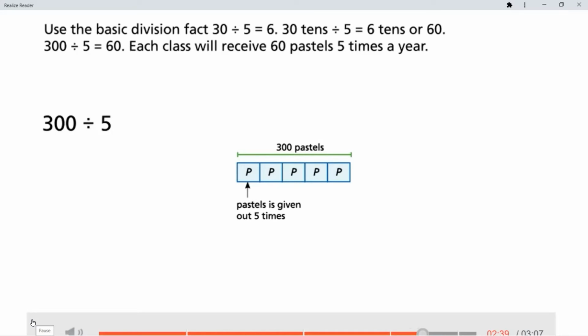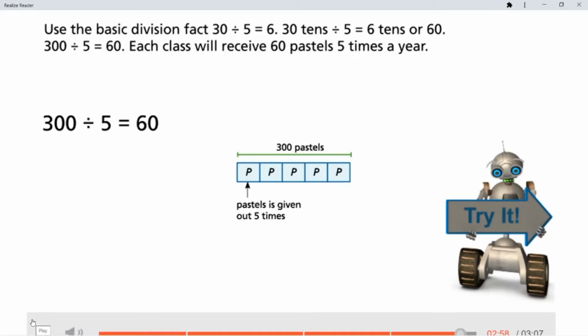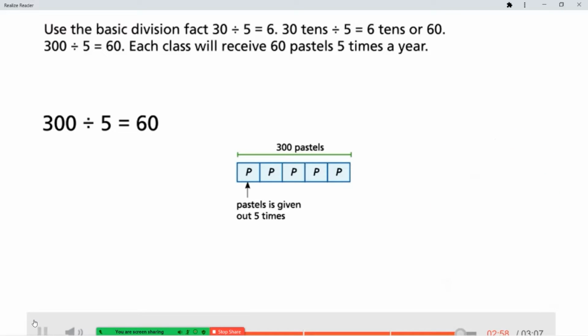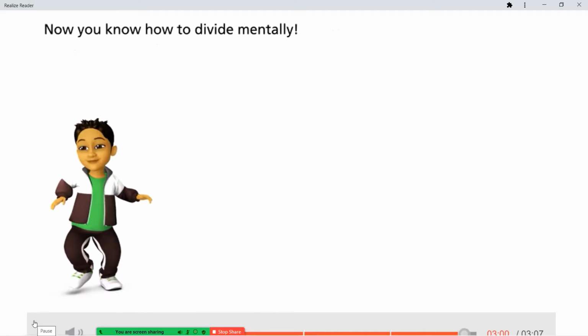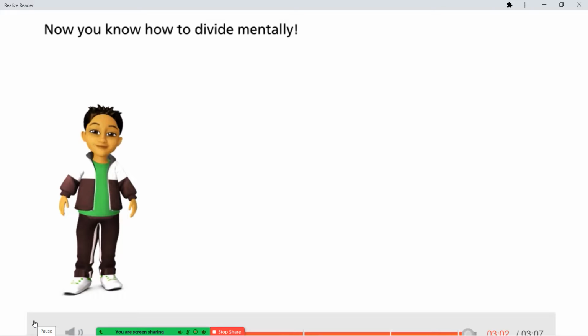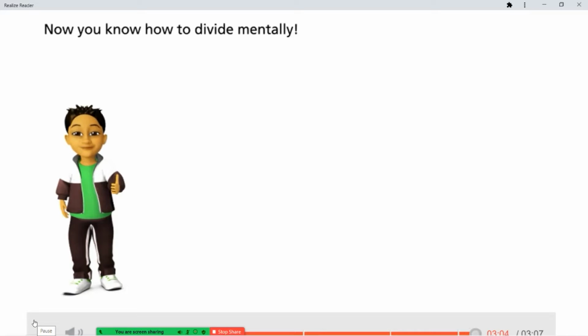Use the basic division fact 30 divided by 5 equals 6. 30 tens divided by 5 equals 6 tens, or 60. 300 divided by 5 equals 60. Each class will receive 60 pastels 5 times a year. Now you know how to divide mentally. Great job! You're good at math.